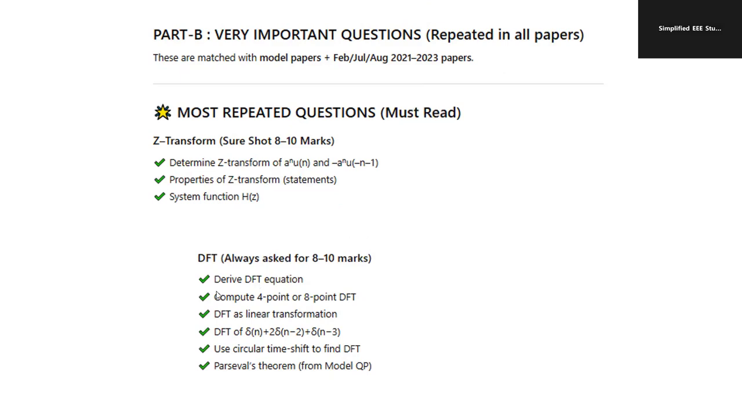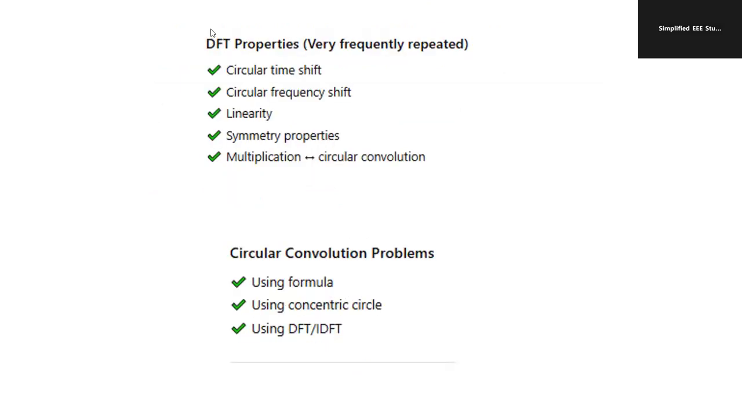So derive the DFT equation, compute 4-point and 8-point DFT. These are the general types of questions. DFT as a linear transformation, DFT of delta of n plus 2 delta of n minus 2 plus delta of n minus 3. Then circular time shift to find DFT. Like Parseval's theorem, I have found it only from the question paper, because we cannot say directly it is in the syllabus. You be prepared.